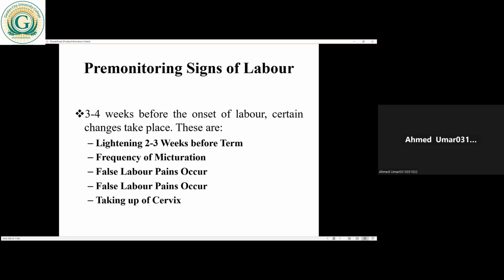Before a woman goes into labor, she has these feelings, and these feelings we call the premonitory signs of labor. If a woman complains to you that this is happening to her, and her abdomen is big, then you should diagnose her as somebody who is about to deliver.